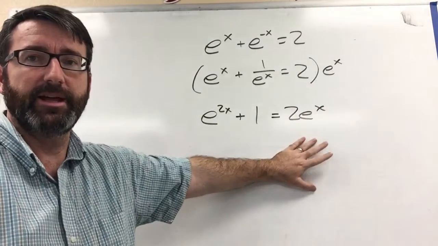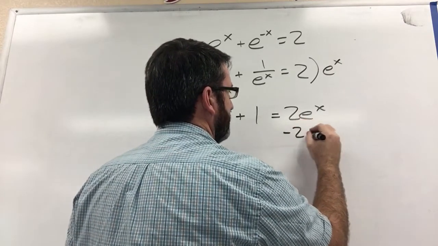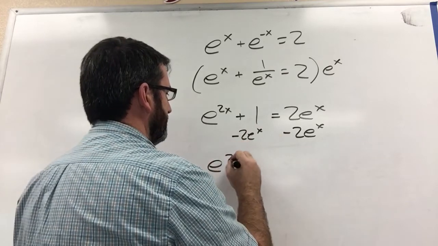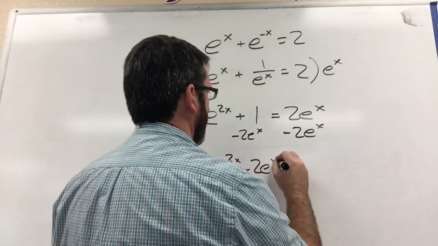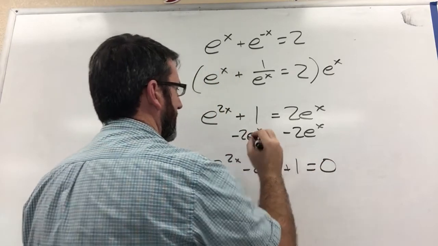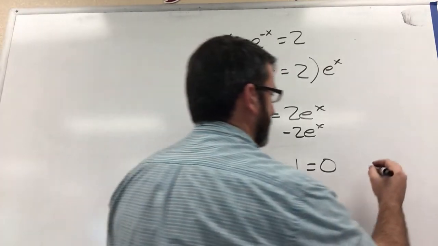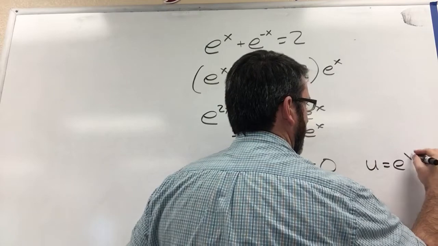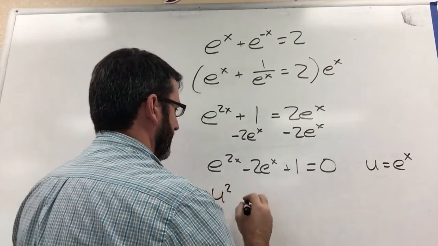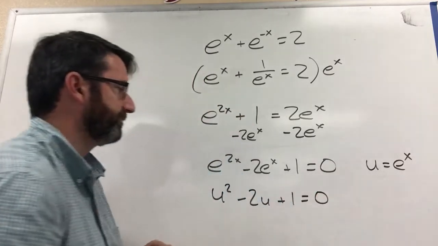Now this is starting to look like a quadratic function. We can subtract 2e to the x from both sides. We get e to the 2x minus 2e to the x plus 1 equals 0. And now we can use our u substitution. Let's let u be e to the x. And then we get u squared minus 2u plus 1 equals 0.